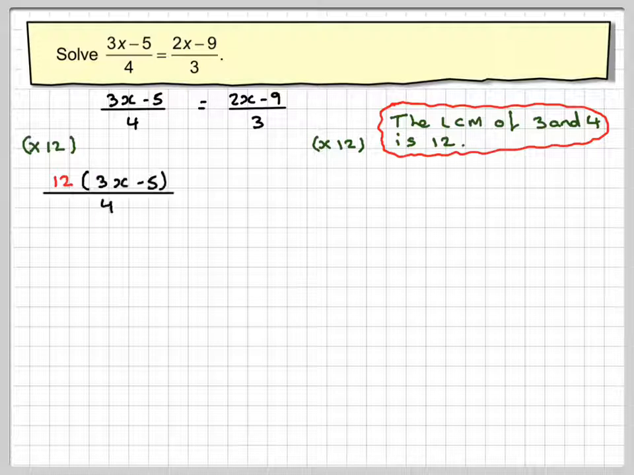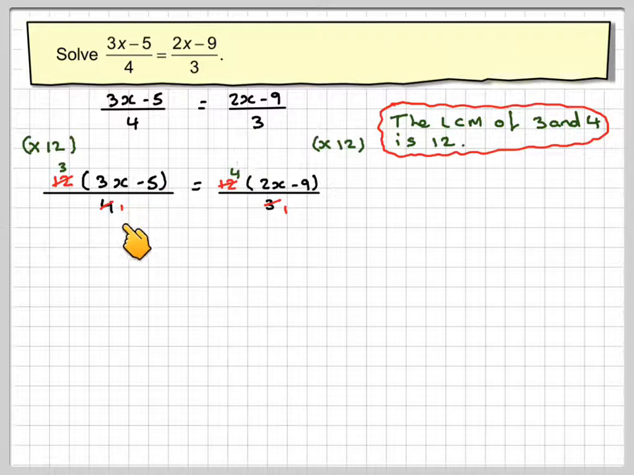you're going to get the following. 12 times (3x minus 5) over 4 is equal to 12 times (2x minus 9) over 3. Now you'll notice that 4 goes into 12 3 times, and 3 goes into 12 4 times. So basically, by multiplying by the LCM, or the lowest common denominator of 4 and 3, you remove the fraction, so it makes the equation much easier.